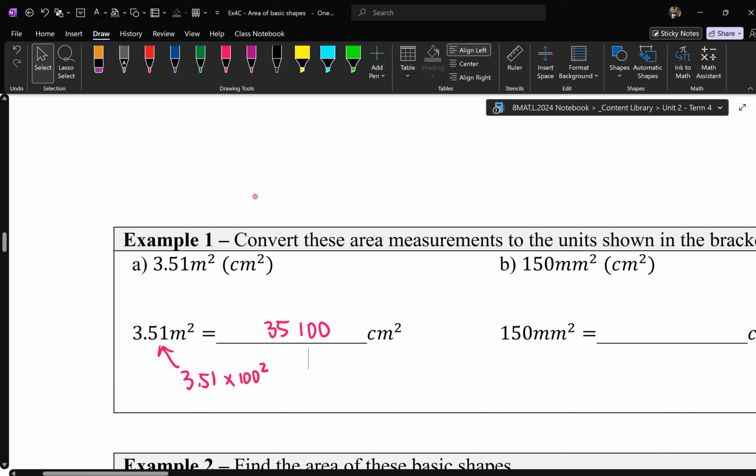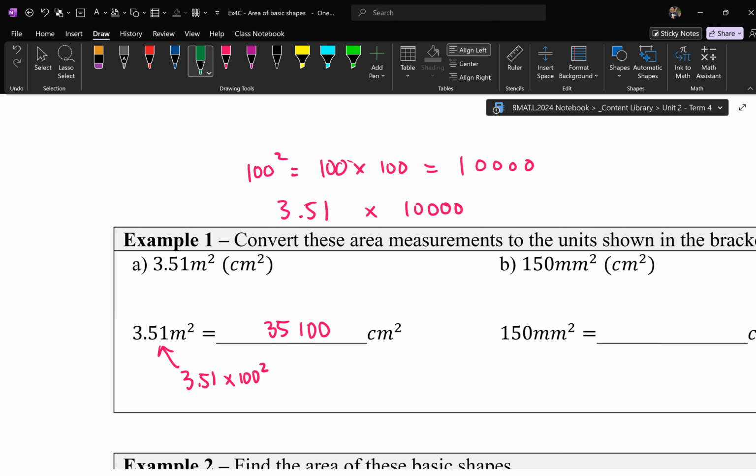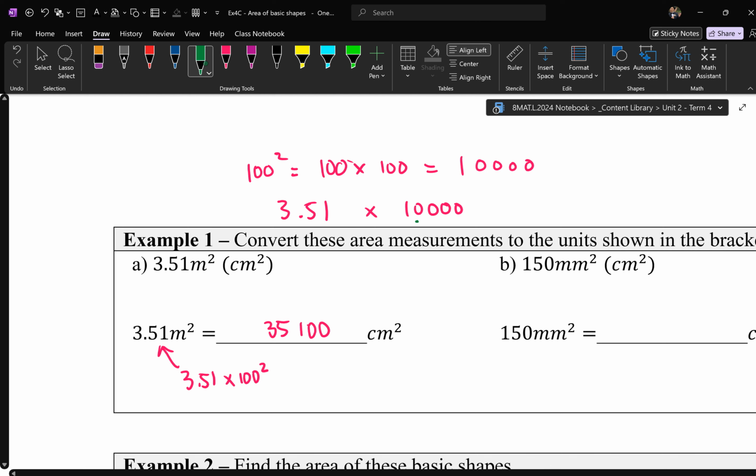But there you go. And if you didn't have a calculator, you can understand it as this. 100 squared is 100 times 100, yeah? So you just count the number of zeros. So 1 times 1 is 1, and then there's 4 zeros there. So 1, 2, 3, 4. There you go, it's 10,000. But then when you say, what is 3.51 times 10,000? Well, one of the tricks you might have learned in primary school or year 7 is that there's 4 zeros. You can move the decimal 4 places forward. So it's 1, 2, 3, 4. And then you fill in the empty spots with a 0. And that gives you 35100, which is exactly what we got here.